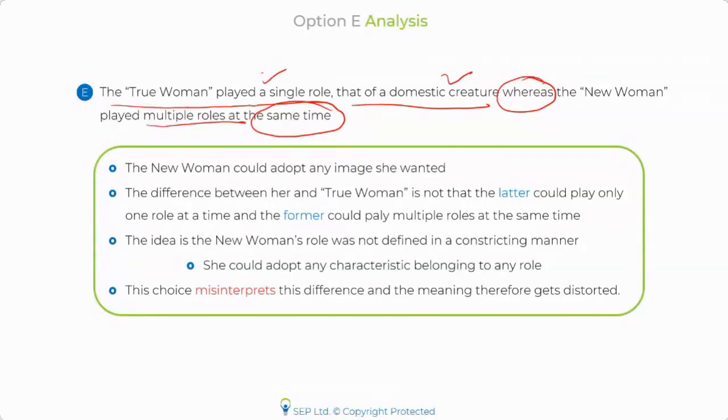That is not to say that she was four different people at the same time. That is a distortion. She displayed multiple images, which does not mean that she could play multiple roles at the same time. She could play one role, but her image, her persona could have different dimensions. She could adopt any characteristics belonging to any role. Okay, this choice therefore misinterprets this difference and the meaning therefore gets distorted. So E is not the correct answer, guys. I hope you guys can see.